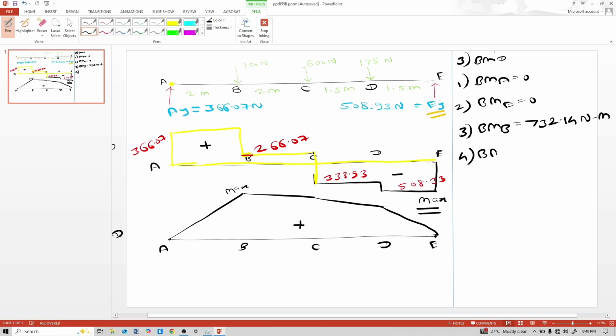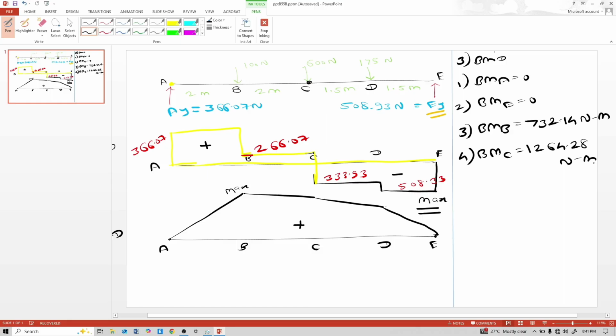Next is bending moment at point C. Clockwise is positive, anti-clockwise is negative. So this 366.07 is clockwise, and at point C the distance is 4 meter, minus because this 100 N load is anti-clockwise, into the distance between the 100 N load and point C, which is 2 meter. So minus 100 into 2: 366.07 into 4 minus 100 into 2 is 1264.28 Newton meter.